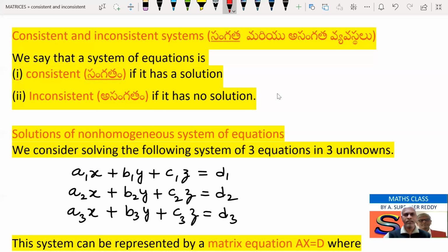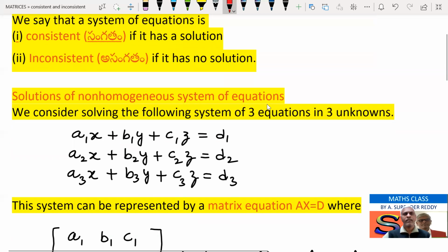If it has a solution, it is a consistent system. If it has no solution, then it is an inconsistent system. If there is a solution, it is consistent. If there is no solution, it is inconsistent.